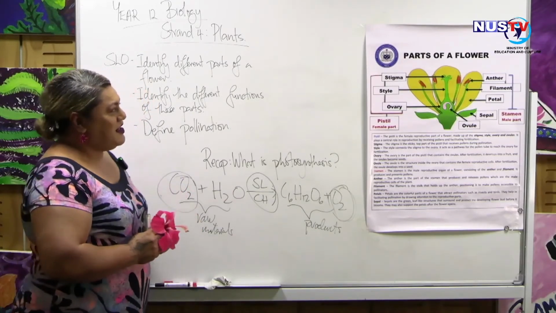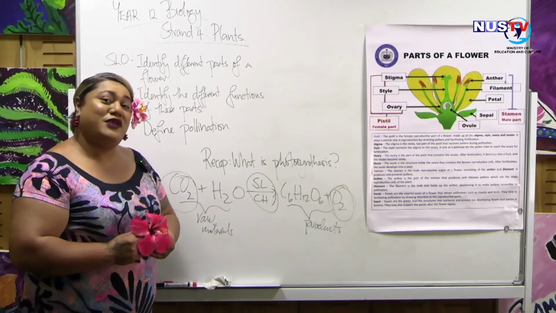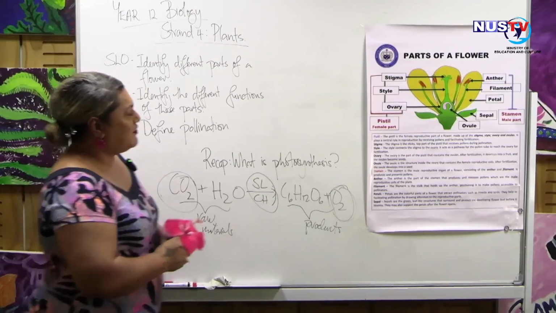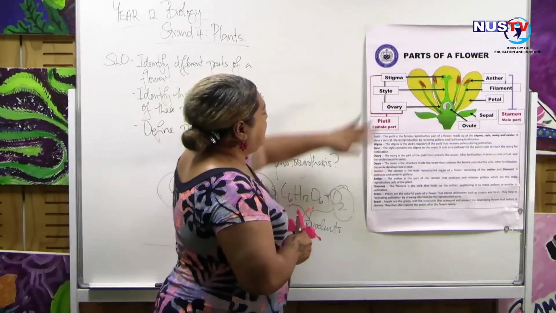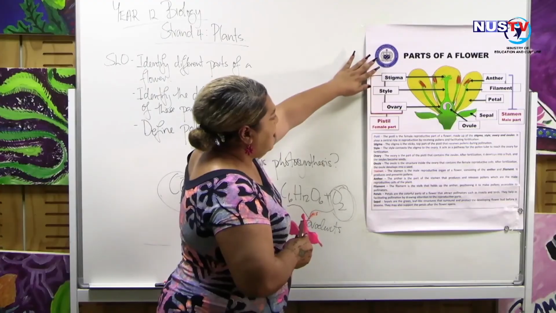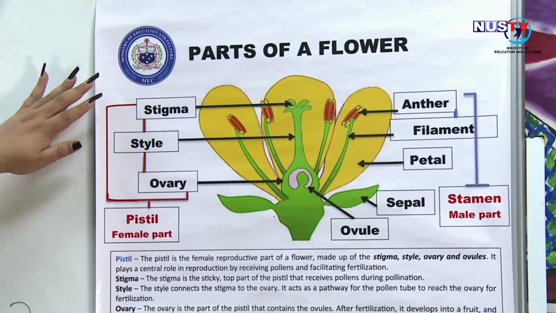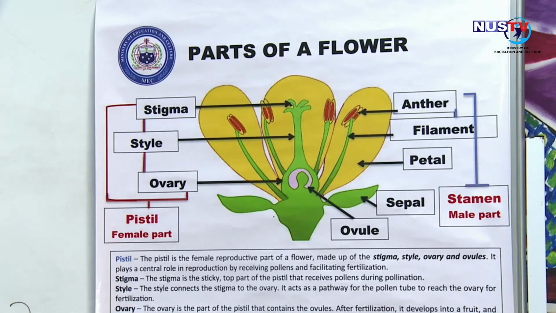Okay, let's go on to today's lesson. Today's lesson, we will be looking at the different parts of a flower. So this is a picture of a flower. If you have time, you can look at it in your garden and see the different types of flowers. Always remember that flowers are part of a plant, one of the organs of a plant. And these are their different parts.